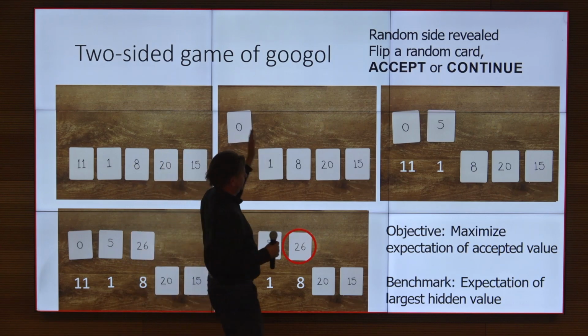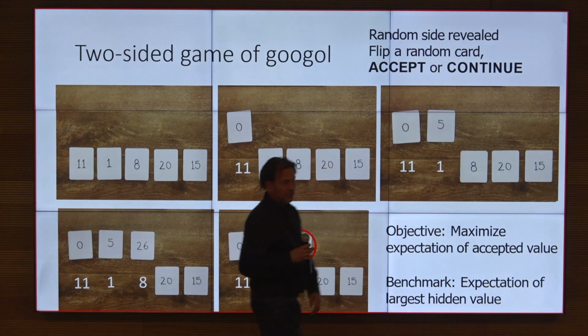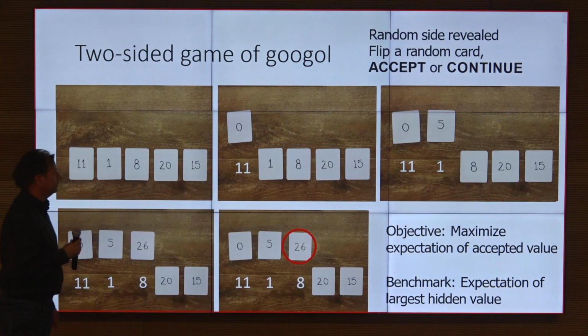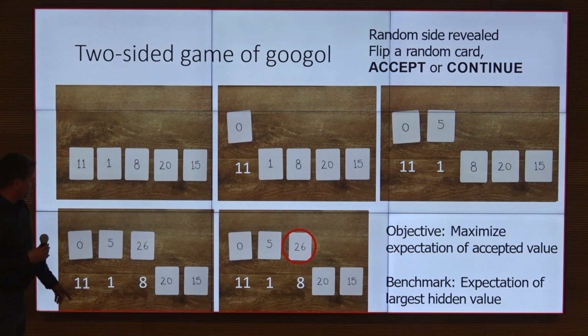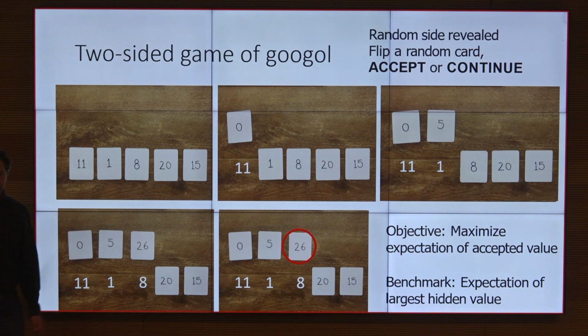Okay, then, let's say I don't take it. Then I flip again. I see a 5. I should decide whether I take it or not. Let's say I don't. Then I see a 26. And I decide whether to take it or not. Let's say I take it. So I got 26 here. Okay, this is a more general problem.